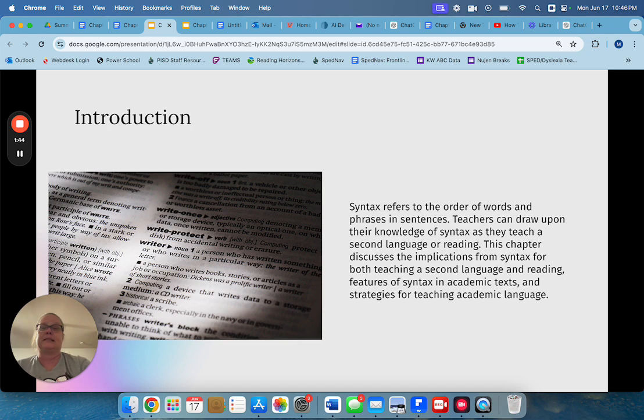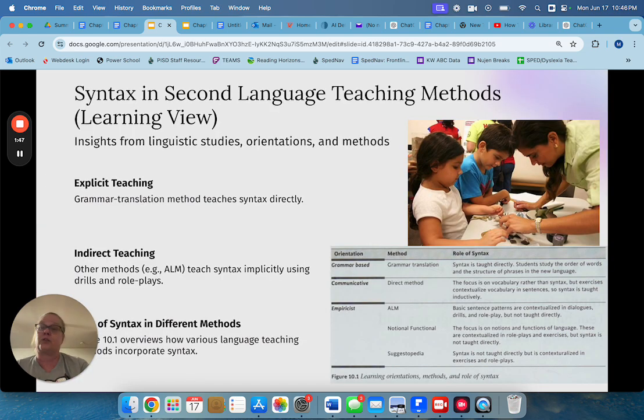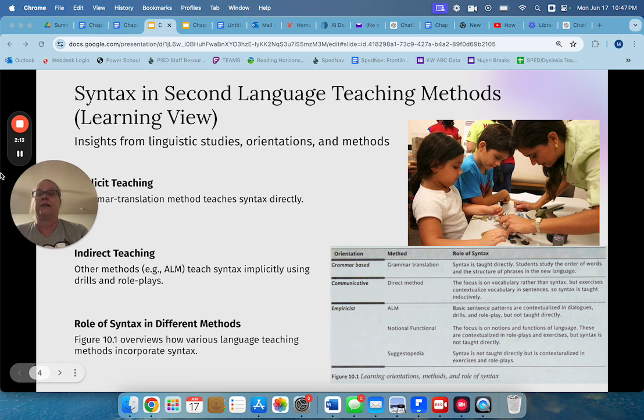So when we look at syntax, let's go to the next slide. We're going to start with the learning view of the language teaching methods and how they incorporate syntax. Some of these methods, like the grammar translation method, teach the syntax directly to the students. They're not going to have a whole lot of other stuff in there. Other methods like ALM teach that syntax implicitly through the drills and the role playing.